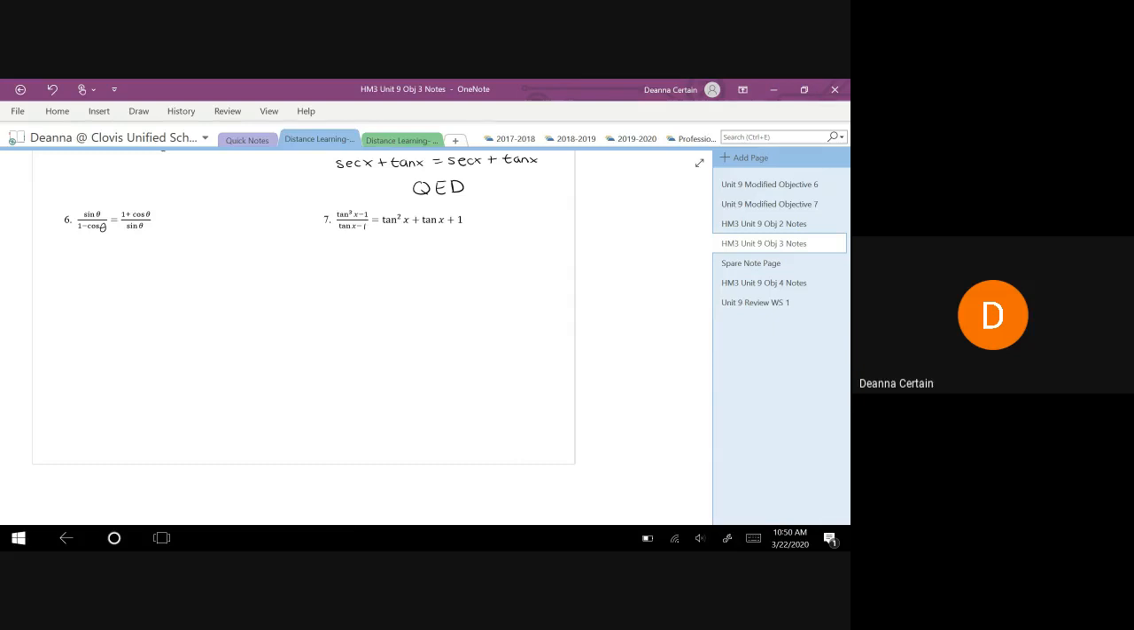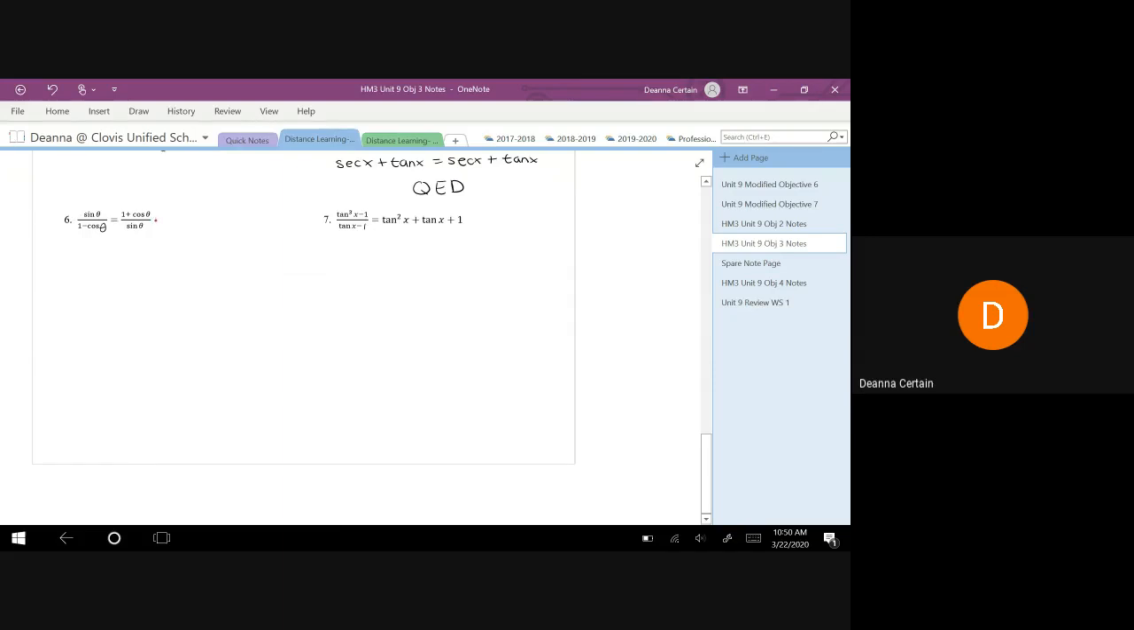Okay, in number 6, depending on which side of the equation you work on, you actually end up taking the same first step. Just how that first step looks is going to be different. So I'm going to work on the right side of the equation for this one.